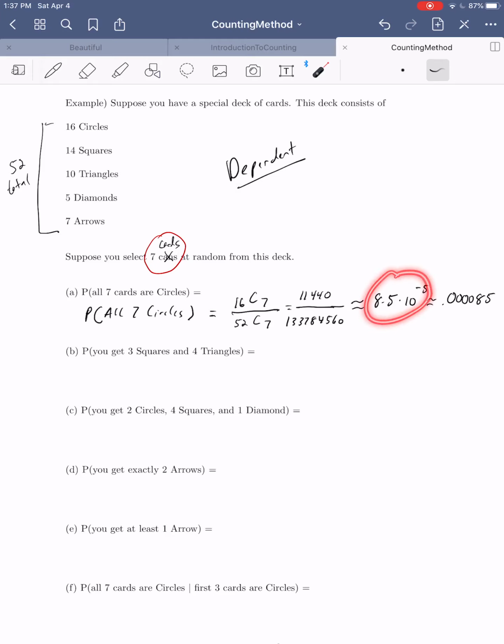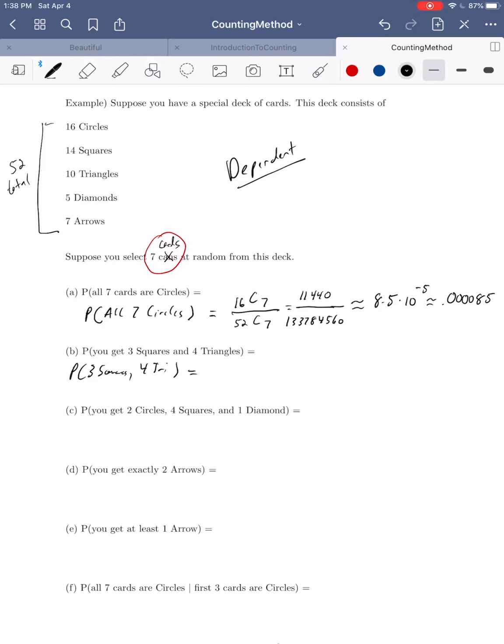Can you leave it like this? Yeah, absolutely. Just make sure that if you decide to leave it here, you write that 10 to the minus 5th because that's what we call scientific notation. Or if you prefer, you can write it in decimal form like that. All right. Does this make sense that this is incredibly low? Yeah, it should, right? You're pulling out 7 cards and you need them to all be circles. Now, there are a good amount of circles in the deck, but 16 is not even half of 52. So less than half of the cards are circles, and to pull out 7 in a row is going to be a very low probability.